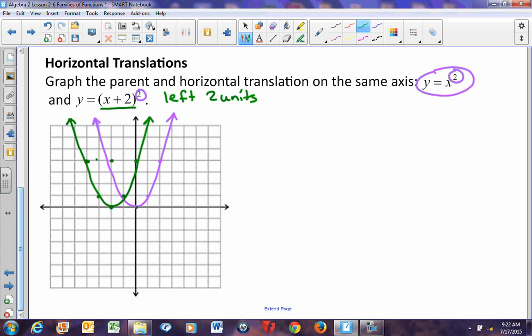And if you color code, you don't have to label them on your graphs. If you don't color code them, you better label them on your graphs. I color coded mine here by doing this, so therefore I know which one is which.